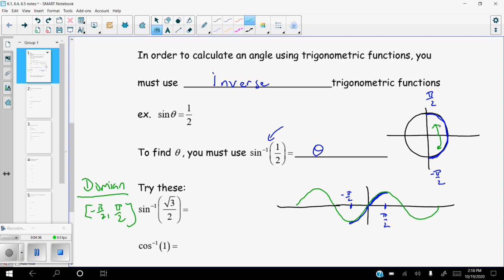All right, so if I want to figure out what the inverse sine of square root of 3 over 2 is, you might just want to ask yourself, well, what is the sine of what gives me square root of 3 over 2? And that's going to be the angle pi thirds.